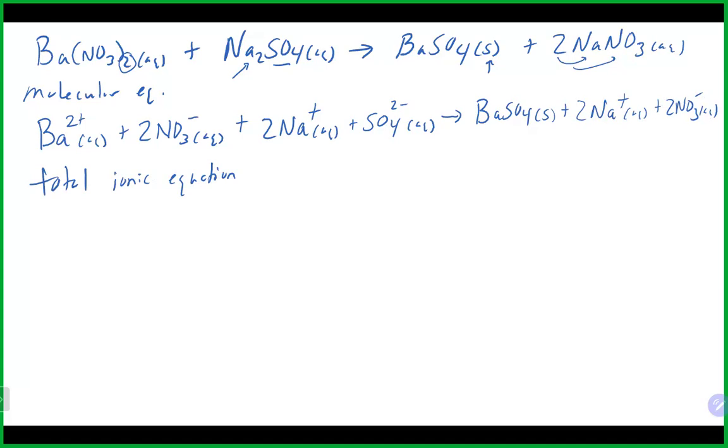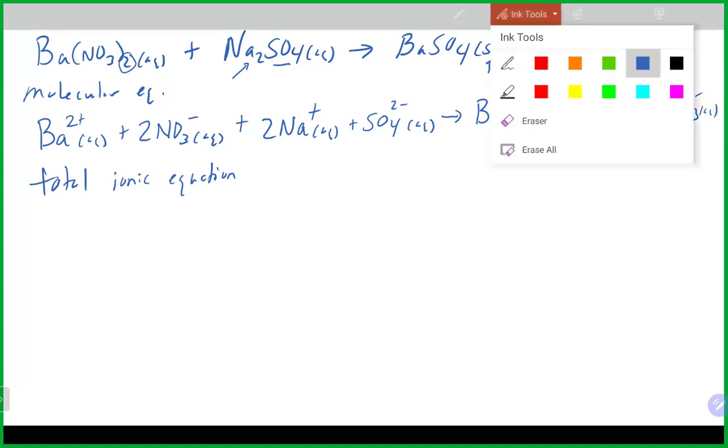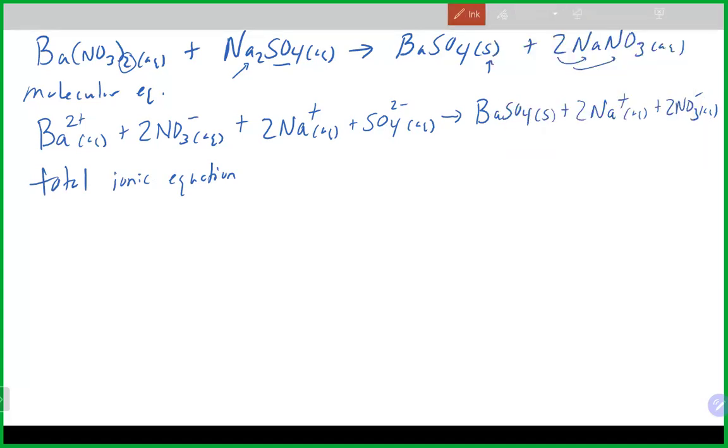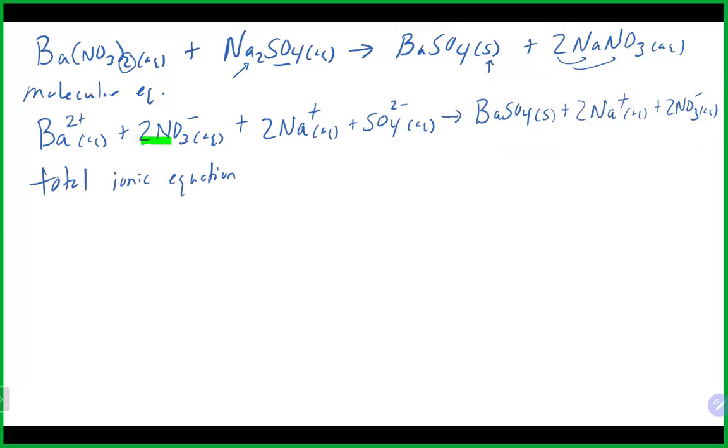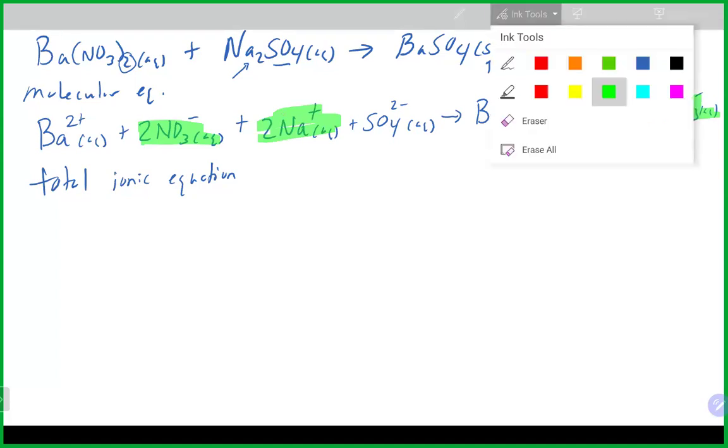We can ID our spectator ions. They are the ions that are the same on both sides. So if I take a look at that, that is our nitrate. Again, we have the same amount. That is also our sodium in this case. So these are our 2 spectator ions in this case.